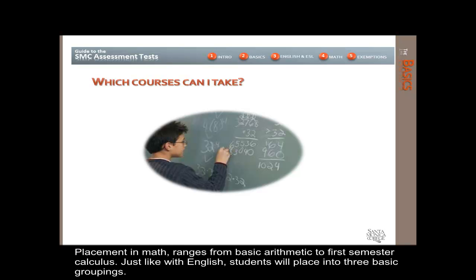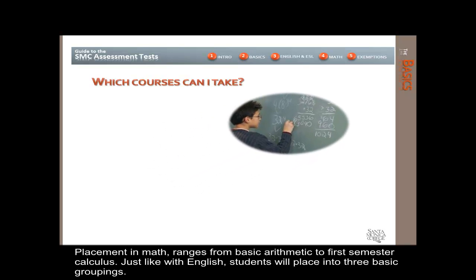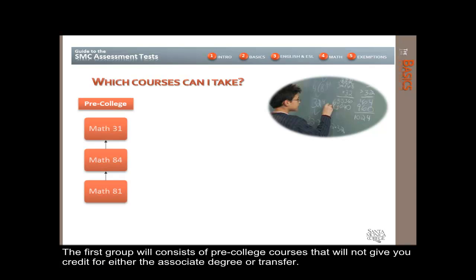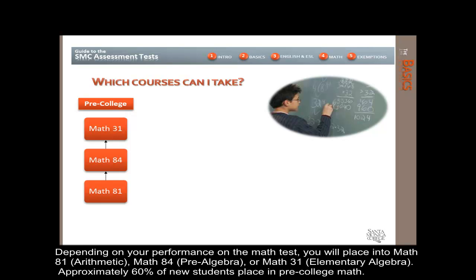Placement in math ranges from basic arithmetic to first semester calculus. Just like with English, students will place into three basic groupings. The first group will consist of pre-college courses that will not give you credit for either the associate degree or transfer. Depending on your performance on the math test, you will place into Math 81 Arithmetic, Math 84 Pre-Algebra, or Math 31 Elementary Algebra. Approximately 60% of new students place in pre-college level math.